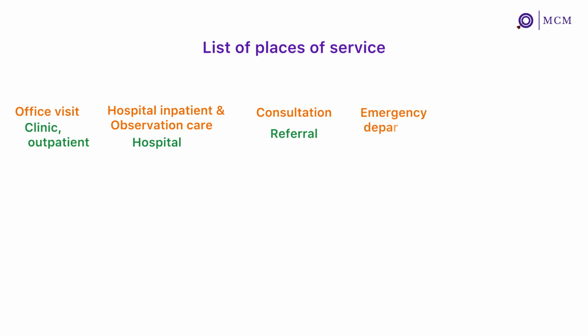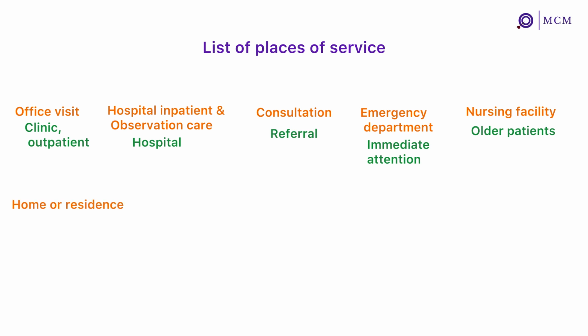Next place of service is emergency department services. The emergency department provides immediate medical care for patients with injuries that require immediate attention. Coming to nursing facility services. These services are provided to older patients, meaning residential care of old patients. Next up is home or residence service. These are the services provided in a patient's home or other residence.